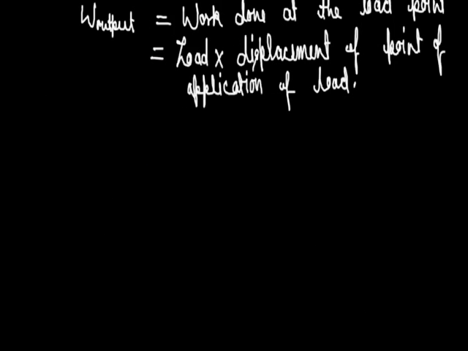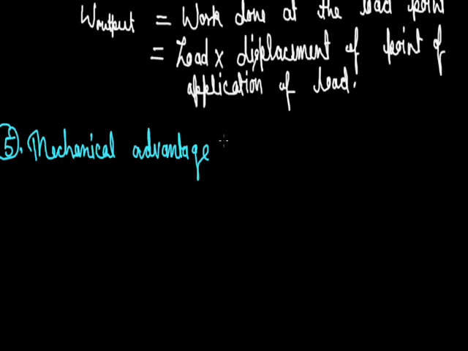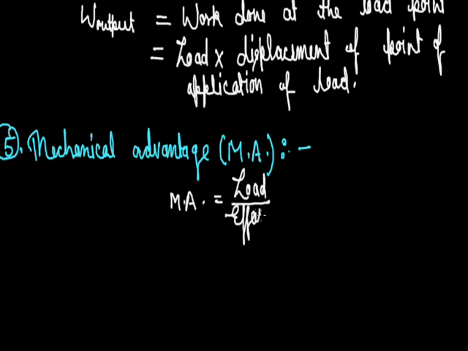Now next is mechanical advantage. In short, it is also written as MA. The ratio of load to effort is called the mechanical advantage. So we can write here MA equals load upon effort, or in symbolic form, capital L upon capital E.